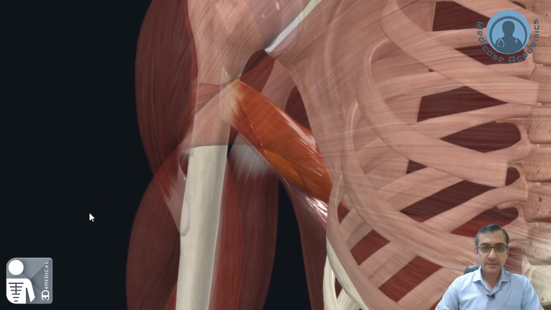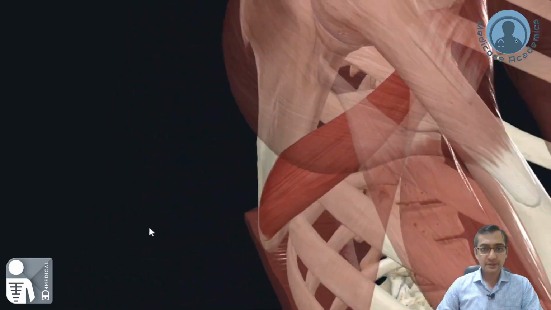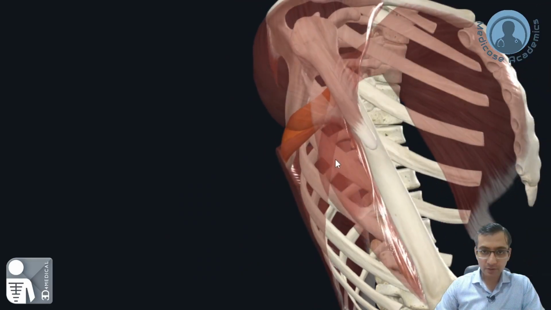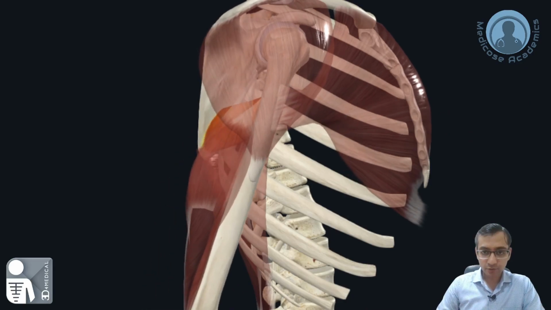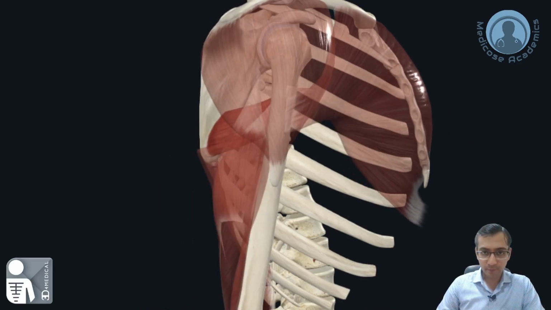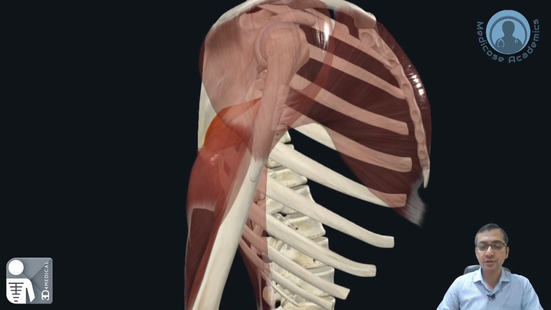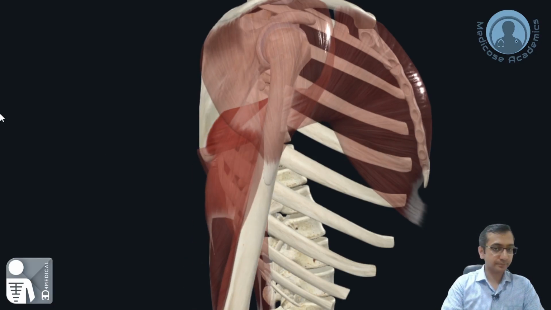Along the horizontal axis, this will help in extension. As you can see, it is approaching the shoulder joint from the back. So as it comes down, like now, it will help in extension, pulling it back. So this will be its function. From here, pulling it back, because it is approaching from the posterior to the horizontal axis.